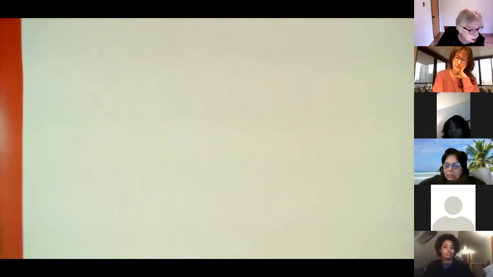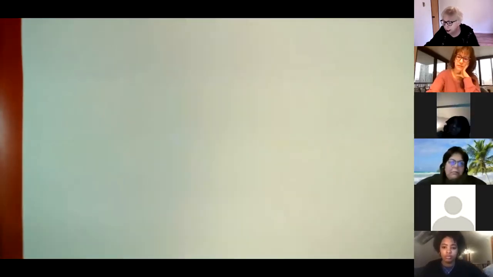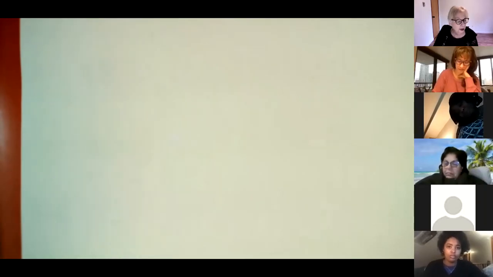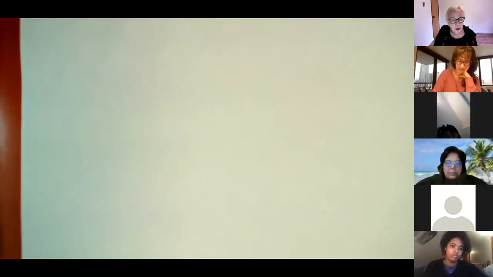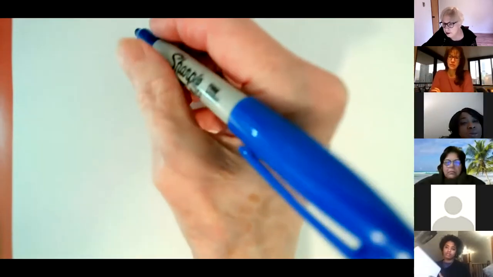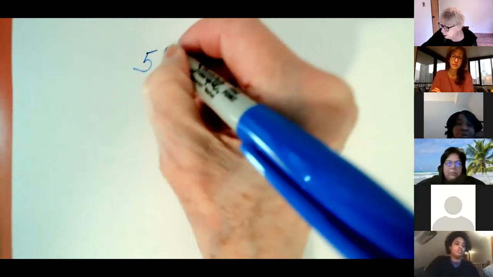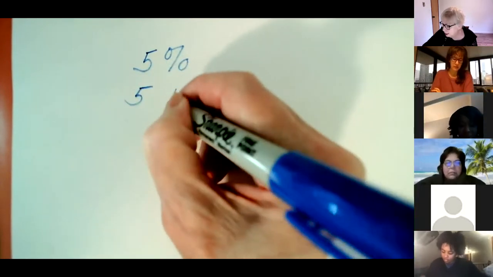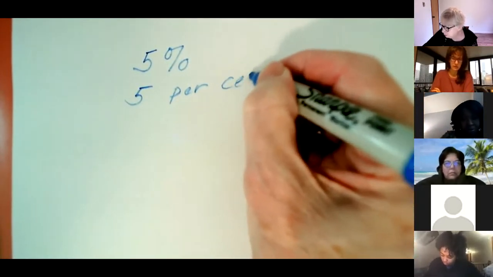So what's next is chapter 6, and this is all about percents. The first section is mostly about moving back and forth between percents and decimals and fractions and so on. The first thing I want to say has to do with the definite meaning of percent. When you have something that looks like this, 5%, I'm going to write it like this.